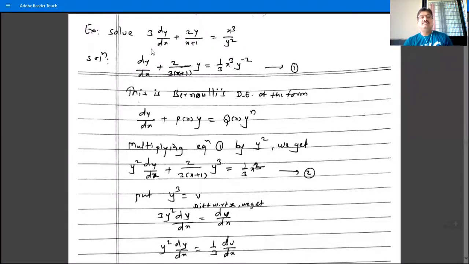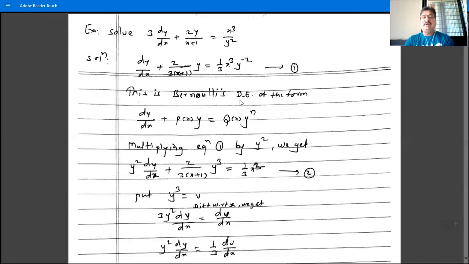Next example, solve 3 dy/dx + 2y/(x+1) = x³/y². So this is the Bernoulli's differential equation. We can write it in its standard form by dividing throughout by 3. So dy/dx + (2/(3(x+1)))y = (1/3)x³y^(-2).